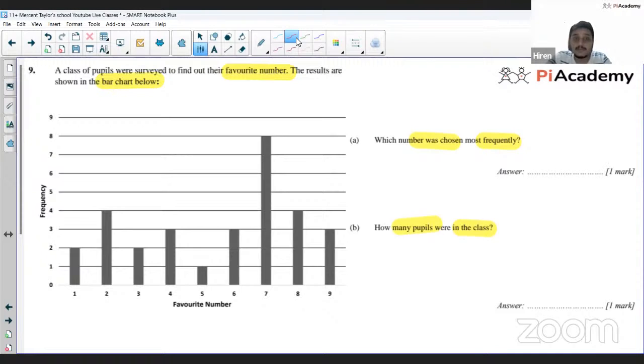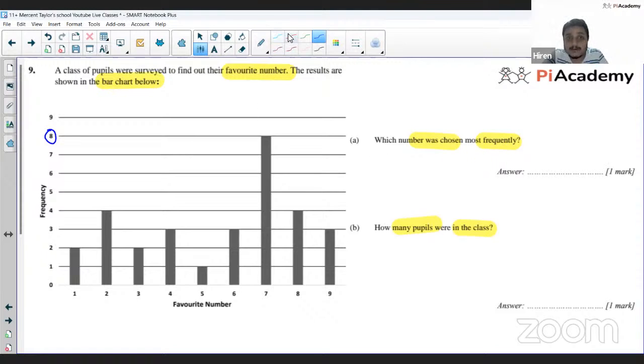So in a bar graph, what the bar represents is the frequency. Higher the length, I mean, higher the height, bigger the value. As you can see, this is the highest height, the tallest bar, right? So you can find the corresponding value, and the corresponding value is 8. So how many people like this? 8 people like this. But what they are asking is, which number was chosen most frequently?